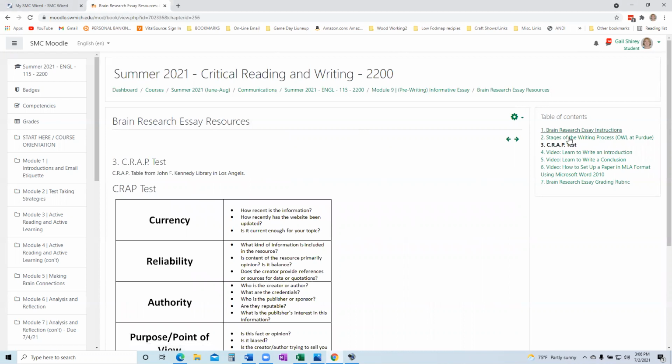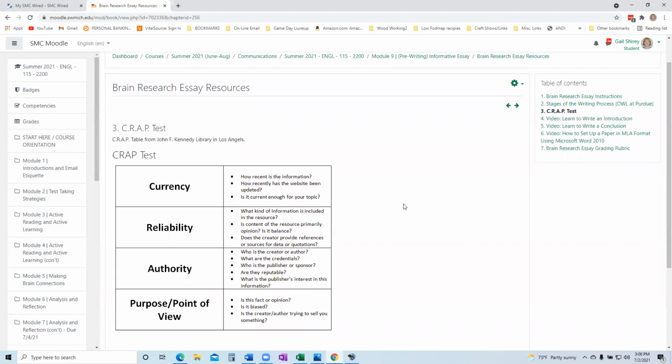One of the items on the table of contents is called the CRAP test. This is where we look at currency of the information you're reviewing, reliability of that information, the authority, in other words, what credibility does it have, and then what's the purpose of that published information or point of view? Is it based in fact? Is it based in opinion? This is especially important that you understand this and apply this, because you're going to be looking at sources on the internet. And of course, the internet contains tons of information. However, it's not always going to pass the CRAP test.